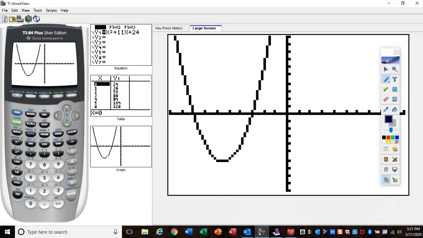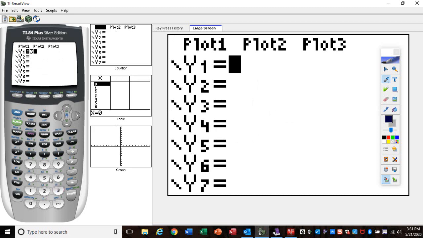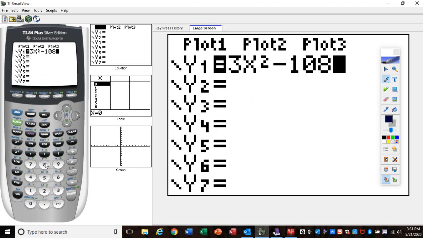So 3x squared, go to y equals, hit clear. So we're going to type in 3x squared minus 108. Your calculator will do it for you. And by the way, some of you are probably thinking, Mr. Purdy, what if the x-intercepts are like decimals and fractions and weird stuff? That's the quadratic formula. That's next week. So for now, everything's going to be nice and convenient. It's going to be nice integers, positive and negative, that kind of thing.